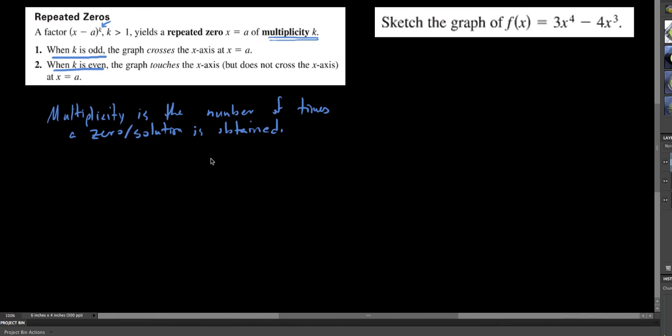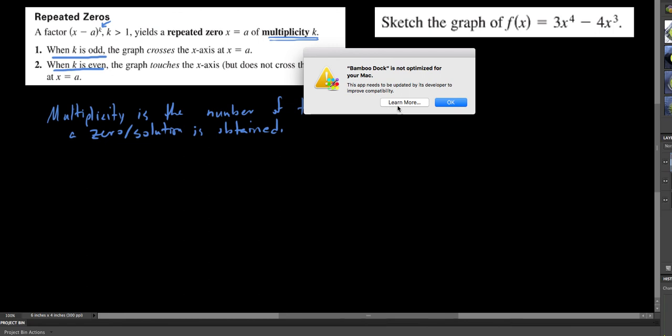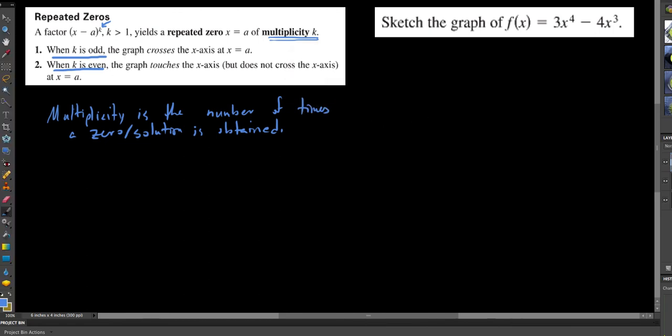So when we look at this here, let's see if I can get this working again. That's okay. It says that when k is odd, when we get the same 0 an odd number of times, the graph is going to cross the x-axis at x equals a. But when k is even, the graph touches the x-axis and turns around but does not cross the x-axis at x equals a. So what we're going to do next is take a look at this graph right here with respect to its zeros, and then we're going to work on making a sketch.